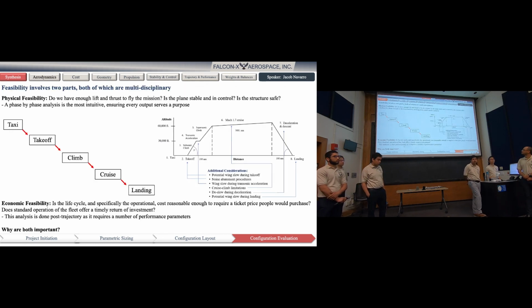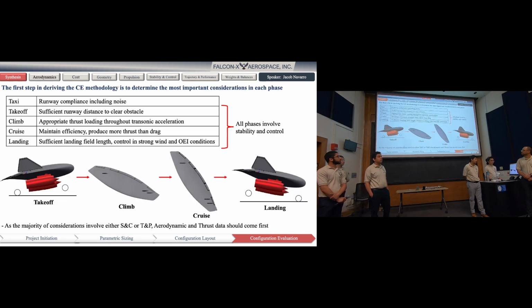We're analyzing feasibility. Now, feasibility involves two parts, physical and economic. Physical is just meeting the performance requirements, and you can do that, but nobody will buy your ticket. So it's also important to be economically feasible because both serve to limit your product's operation. Now, the first step in deriving the methodology for this phase is to determine the most important considerations in each phase, as we've done here, with just a little representation.